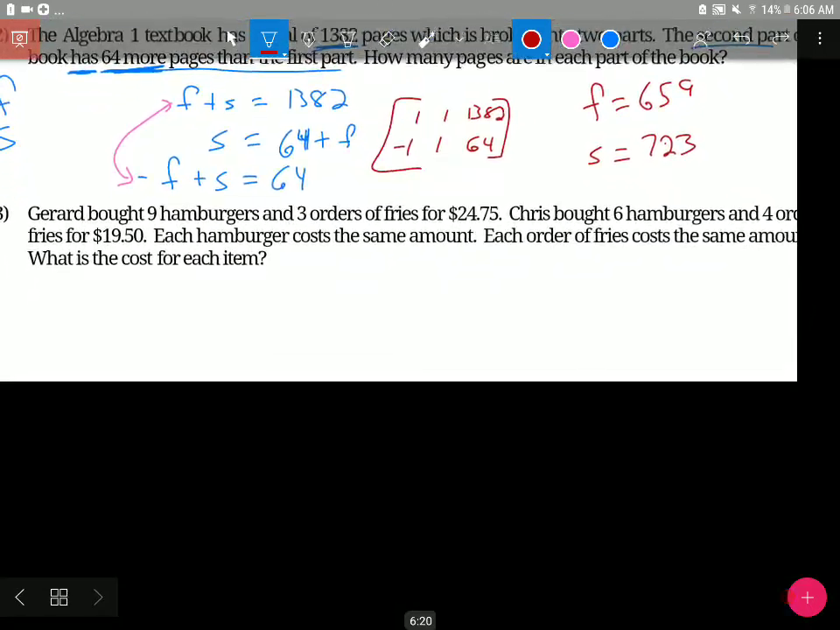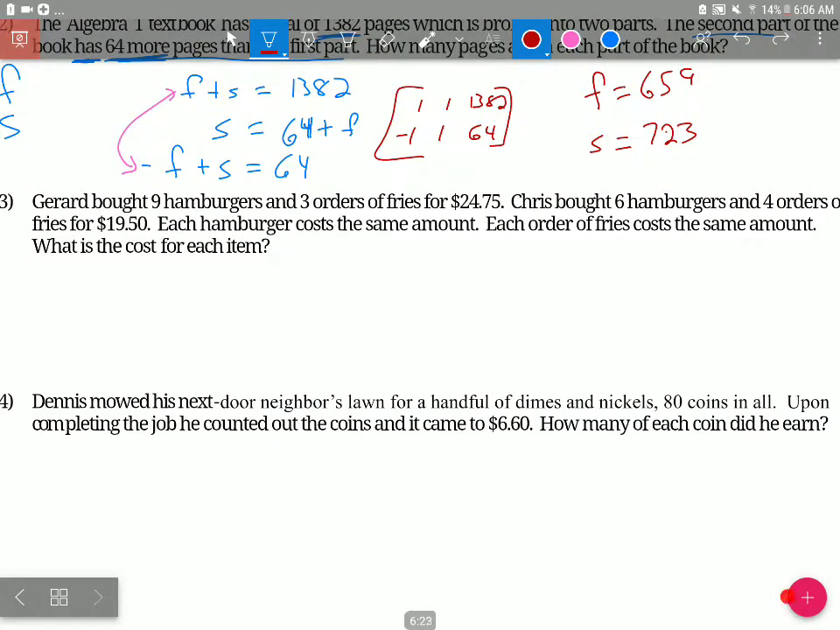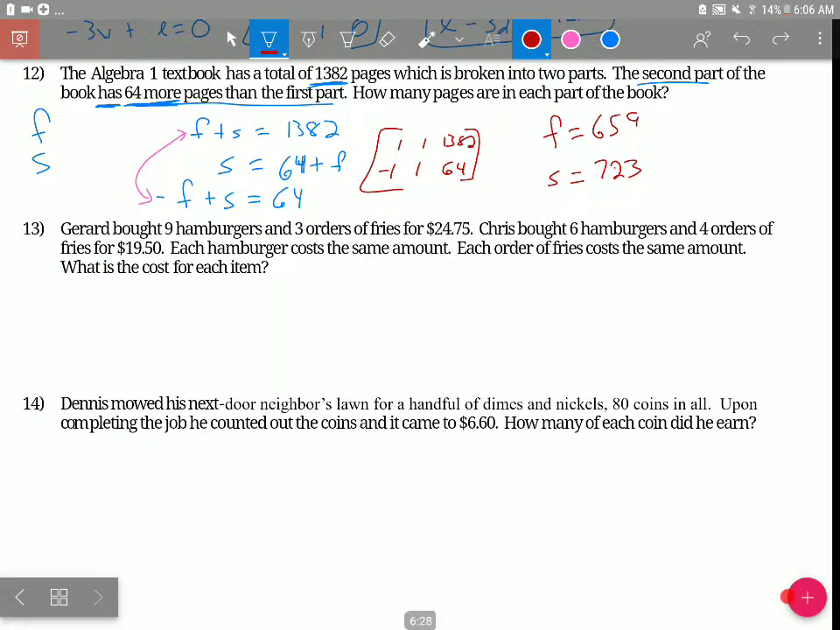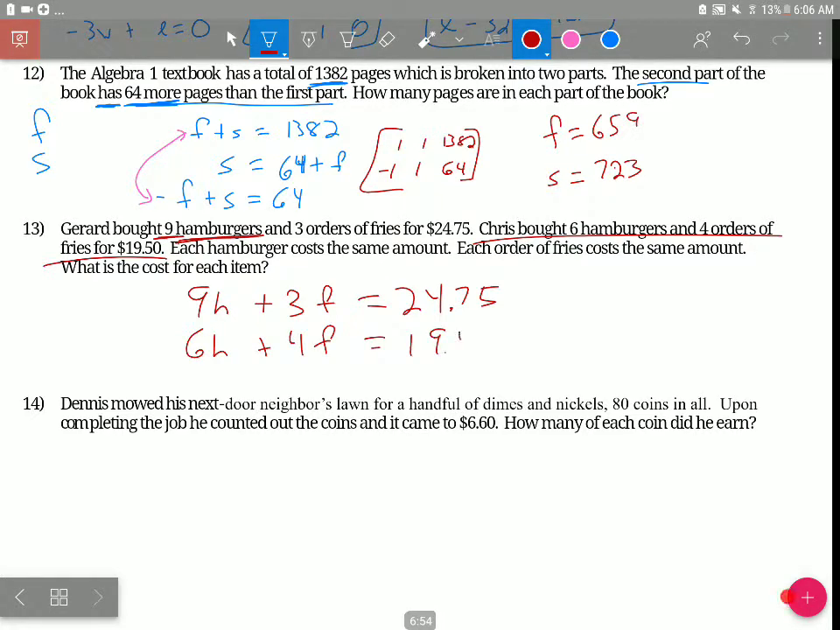All right, number 13. Gerald bought 9 hamburgers and 3 orders of fries for $24.75. Chris bought 6 hamburgers and 4 orders of fries for $19.50. Well, these are grocery lists. But instead of giving you the dollar amount for the hamburger, they gave you how many you bought. So that's 9 hamburgers plus 3 fries for $24.75. And that second guy, 6 hamburgers and 4 orders of fries for $19.50. These were hungry boys.